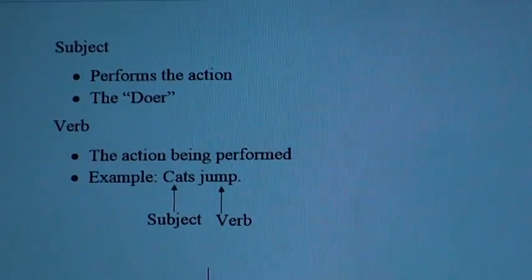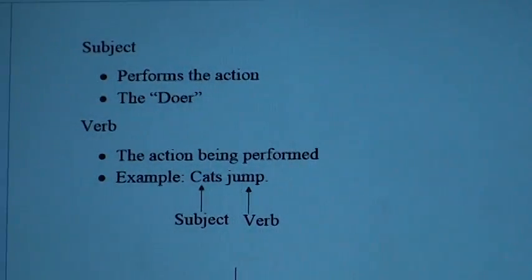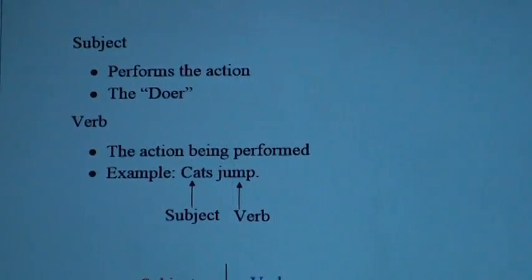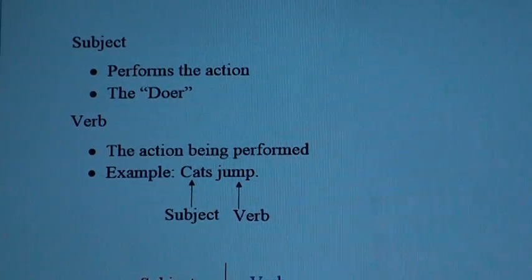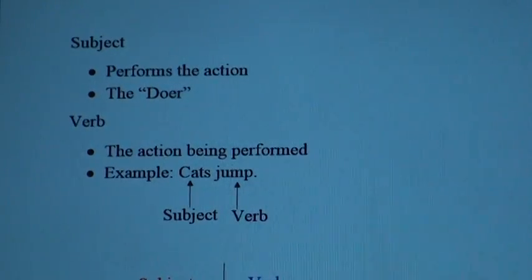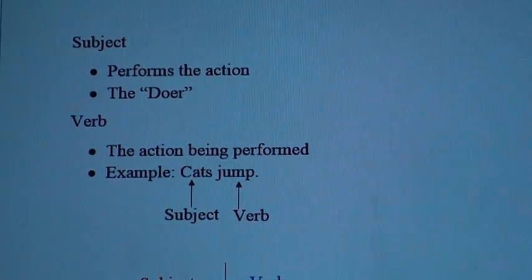In every sentence, there's always a subject and a verb, so obviously we have to include them in our diagram. Our subject is the thing that performs the action, or the doer, and our verb is the action being performed. In the sentence, cats jumped, cats is the subject, and jumped is the verb.